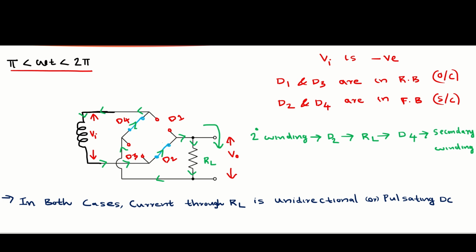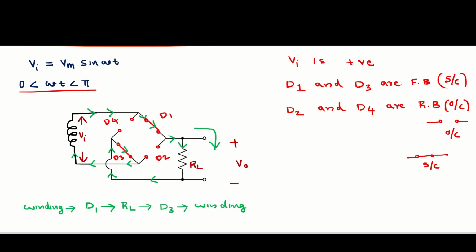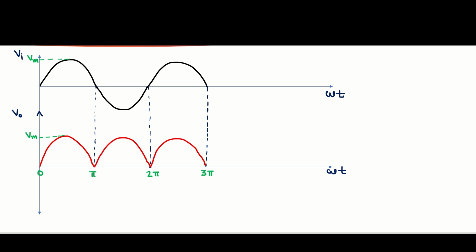That is why I have stated that in both cases, when omega t from 0 to pi and pi to 2 pi, the current flows always in downward direction through RL, in the same direction through the load resistor RL. That is why the output waveform when omega t from pi to 2 pi is a positive value. Okay, hope that you got the concept.